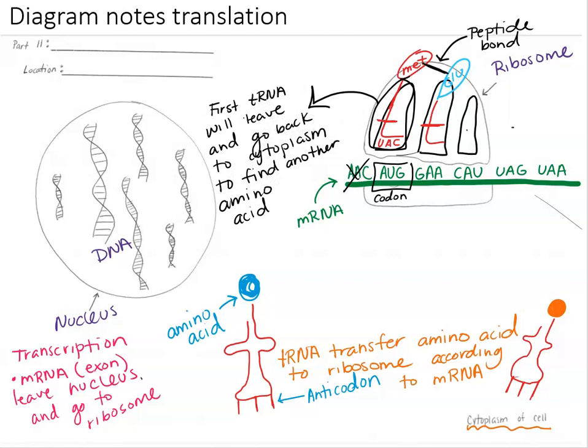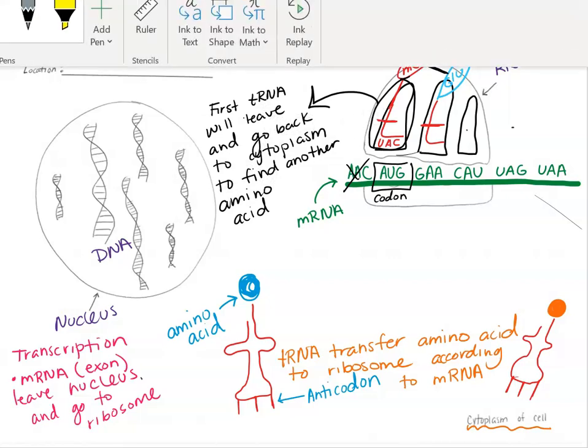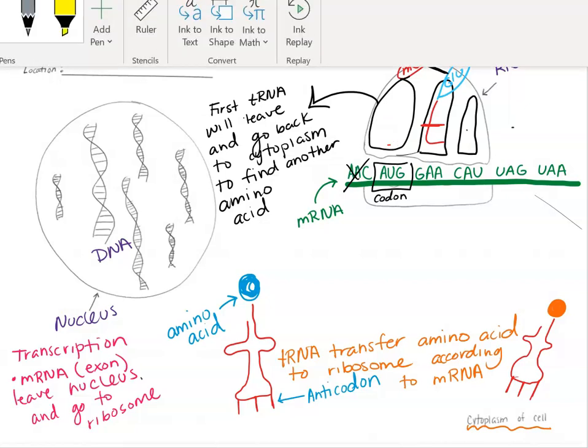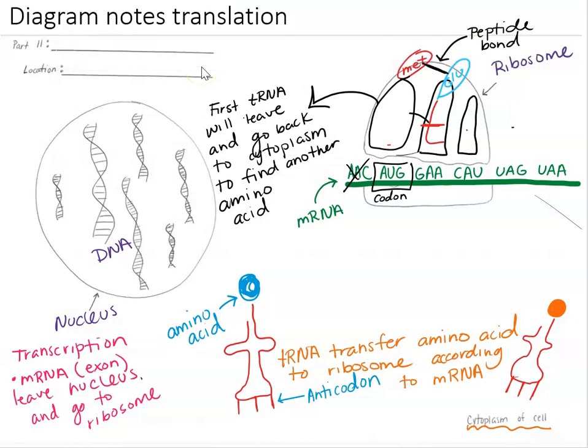So we'll erase our tRNA, and you don't have to do it on yours. You can keep him, but the tRNA will leave. And then this tRNA that was in our second spot is now going to shift over, making room for the next amino acid that's going to be coming in on the other tRNA. And our ribosome is also going to be tickering or shifting along, reading our message strand.